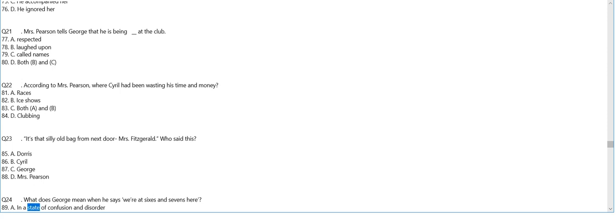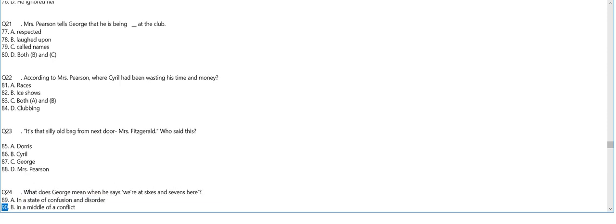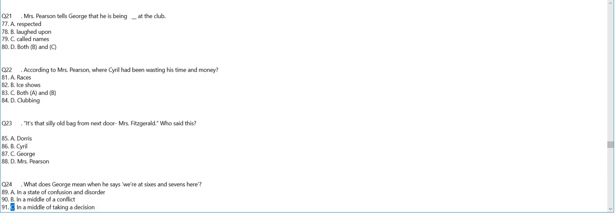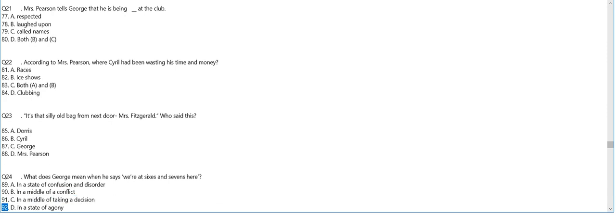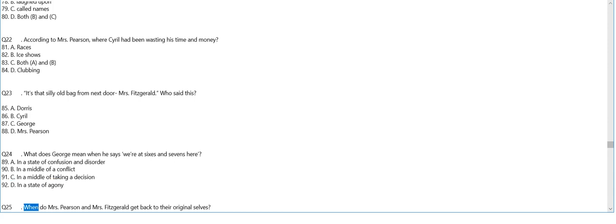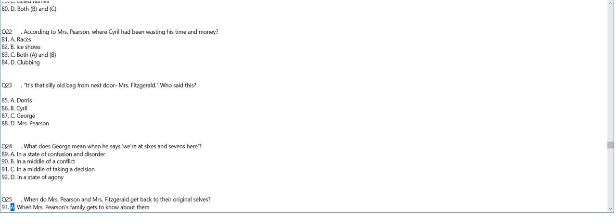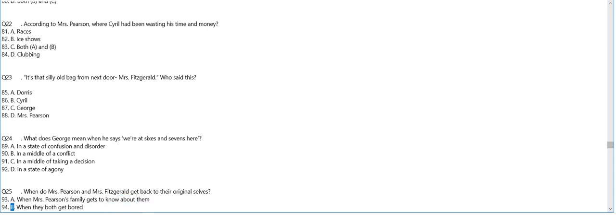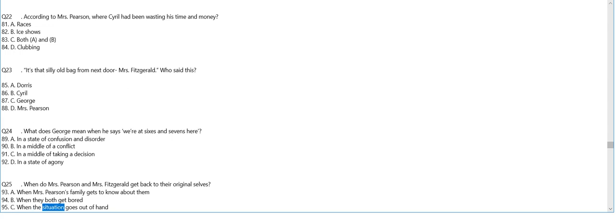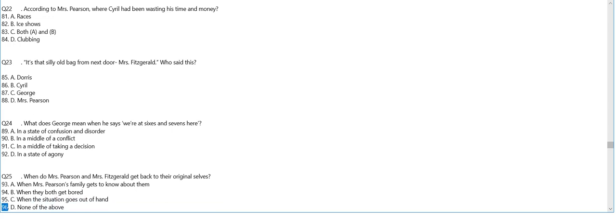A. In a state of confusion and disorder. B. In the middle of a conflict. C. In the middle of taking a decision. D. In a state of agony. Q25. When do Mrs. Pearson and Mrs. Fitzgerald get back to their original selves? A. When Mrs. Pearson's family gets to know about them. B. When they both get bored. C. When the situation goes out of hand. D. None of the above.